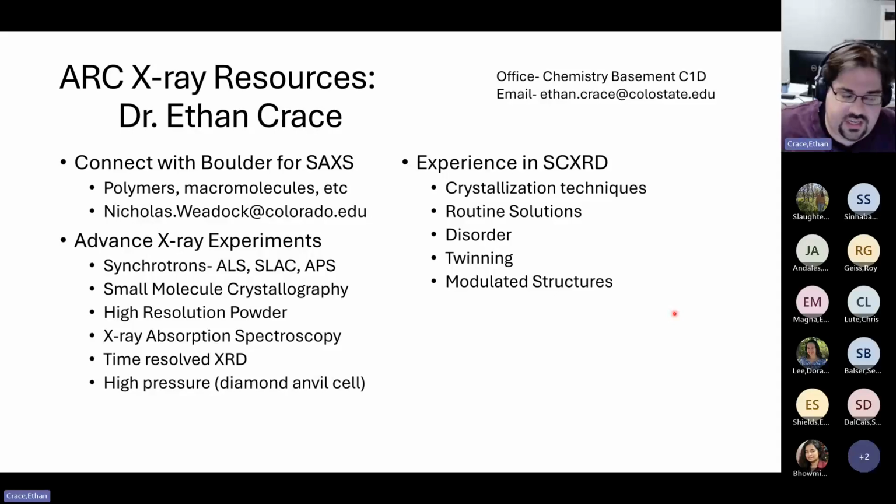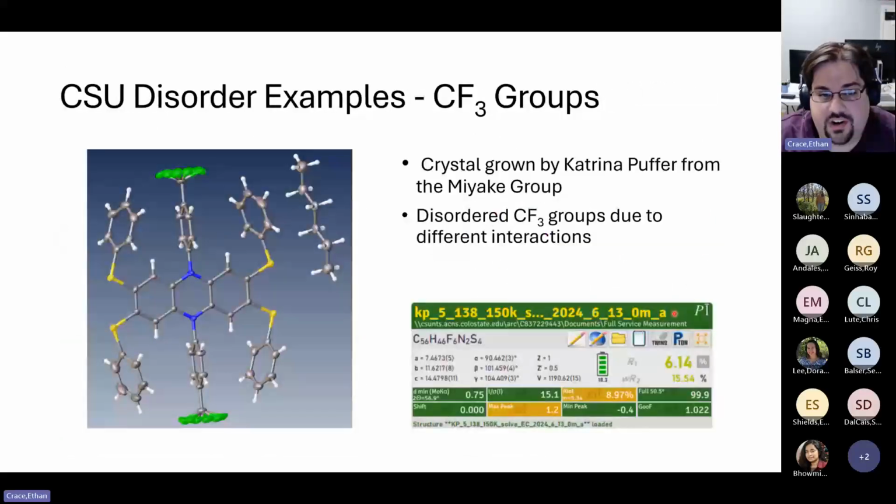And then as Caroline mentioned, I've used a lot of XRD throughout my research, but I think the thing that I enjoy the most is doing single crystal work. So if you're interested at all in single crystal XRD, I can help you with crystallization techniques if you're ever having trouble crystallizing your material that you're interested in. I can walk you through routine crystal structure solution if that's a problem you're having, or if you're running into issues with disorder or twinning or modulated structures, which I'll cover very briefly.